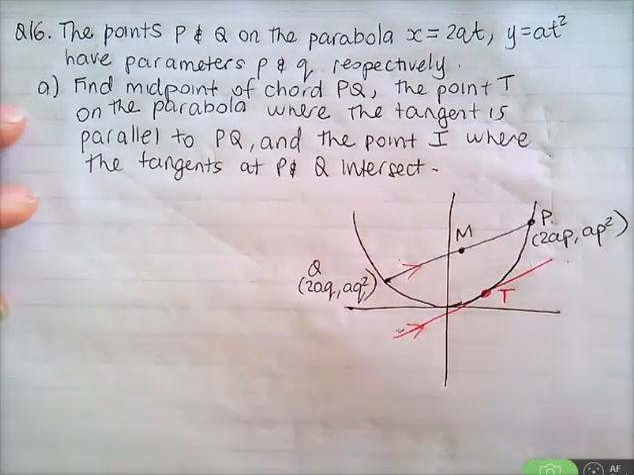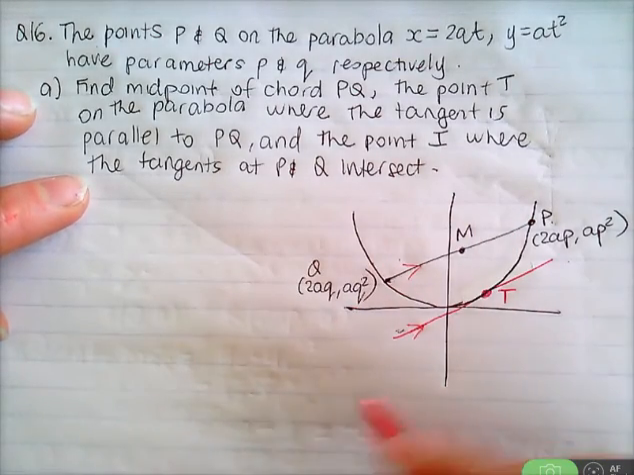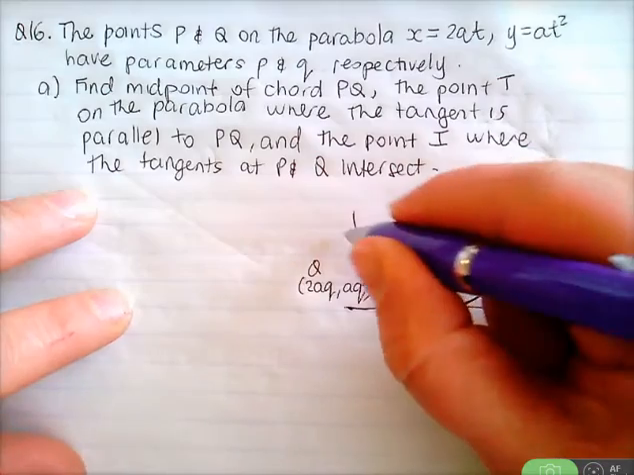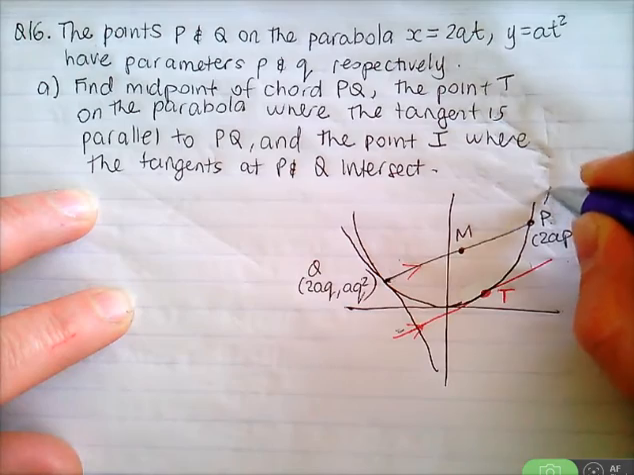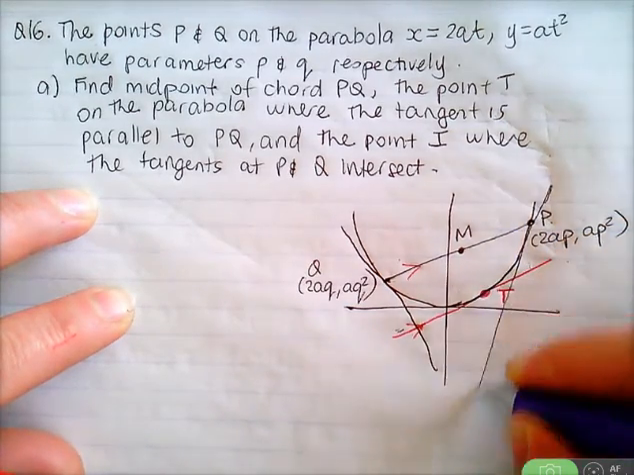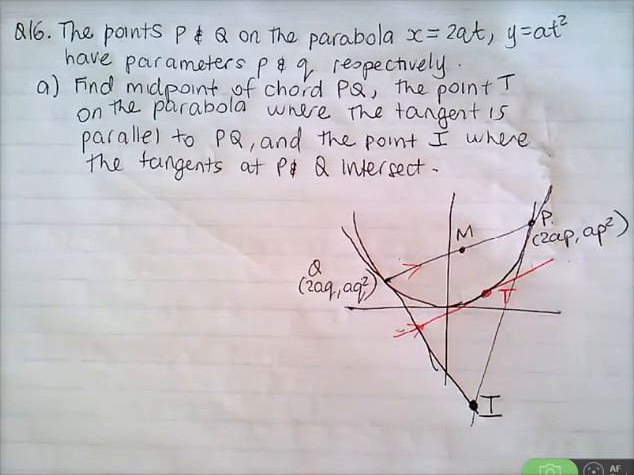All right? And then it says, and I is the point where the tangents at P and Q intersect. So this is a horrible question. Tangents at P and Q intersect at I. I's down there. Got it? So you've got all these points, M, P, Q, T, and I. I is the point where the tangents at P and Q intersect. I'd treat this as three separate questions. All right, work one bit at a time.